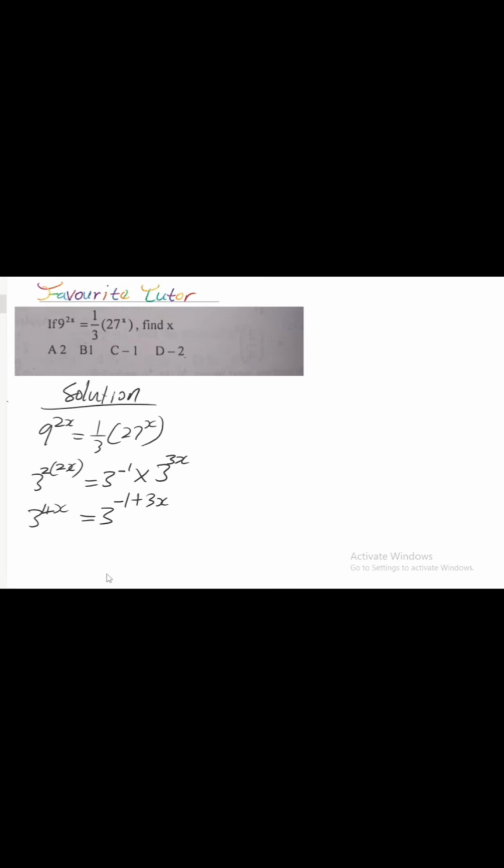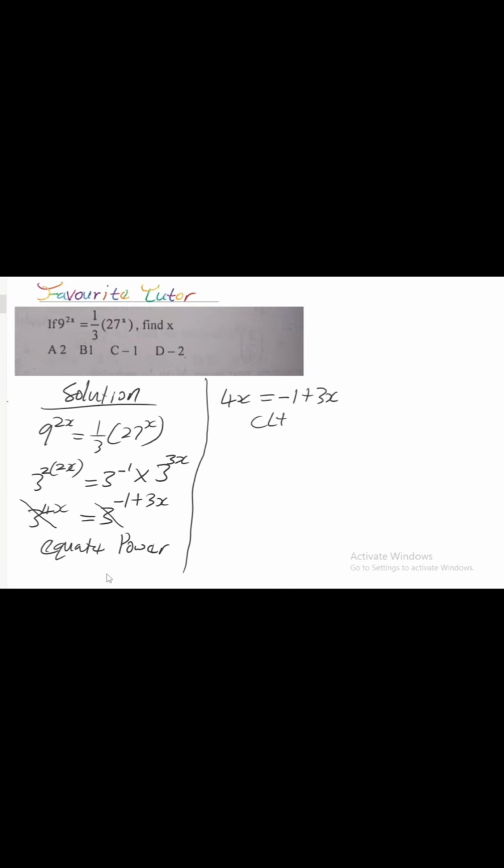Now, we can see that we arrive at this equation. The two bases on both sides of the equation are the same. The left-hand side and the right-hand side are taking the base 3. So therefore, we just equate power. We are going to cancel out the bases, and we equate the power, or we equate the index. So equating the power, the left-hand side is 4x, which is equal to the right-hand side: minus 1 plus 3x. So collecting like terms.